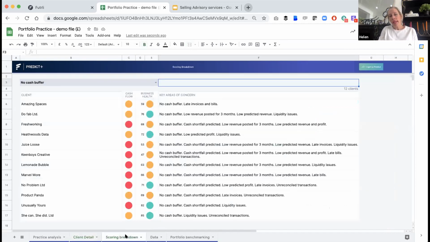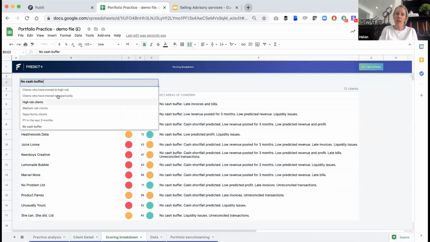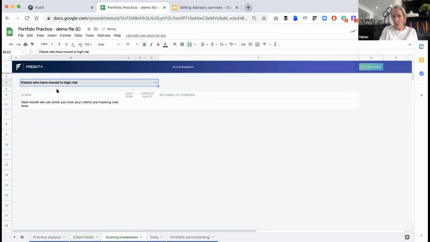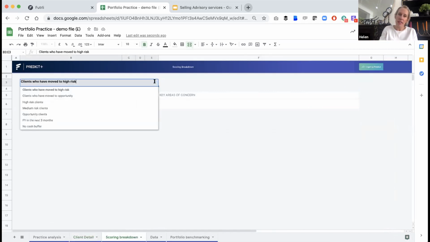On a month-by-month basis, you can come in here in the report and actually look at which clients have moved. So clients that have moved to high risk, for example. This is a monthly report. If you get it more than monthly or quarterly, it'll then give you the clients at risk.